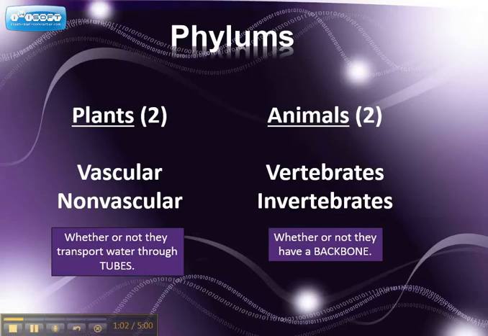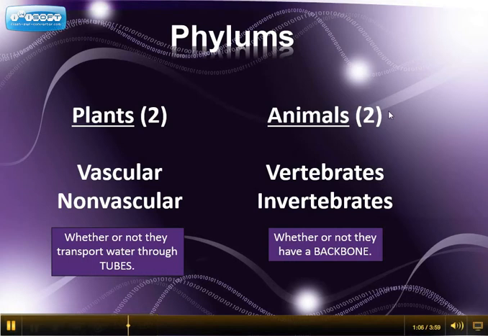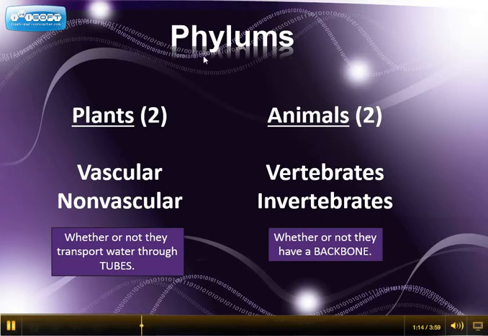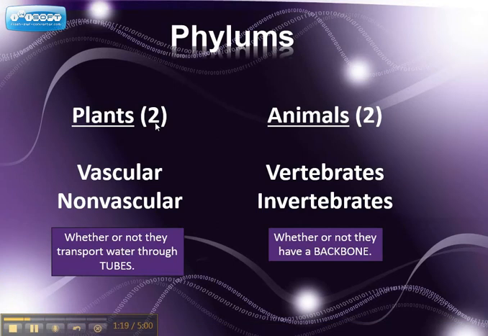I'm going to focus down right now on the 2 kingdoms we care about most, which are plants and animals, because we deal with those most when we think about living creatures, living things. Within the plant kingdom, there are 2 phylums. Remember, phylum is the next level on our taxonomy chart. There are 2 phylums, vascular and non-vascular. Within the animal kingdom, there are also 2 phylums, vertebrates and invertebrates.